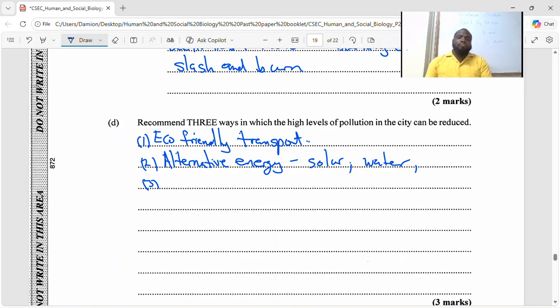We can have policy, regulation. So some of these companies, what the government will do is to regulate their pollution output. So set standards that they are not able to release more than a certain amount of pollutants for a given period.